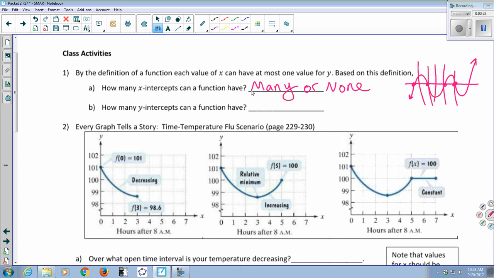But for y-intercepts, if I try to draw a picture where I have more than one y-intercept, I have immediately failed the vertical line test, no matter how I connect them, right? This one spot right here now fails the vertical line test. So a function can have 0 or 1 y-intercept. If it has more than that, it fails the vertical line test and it's not a function.